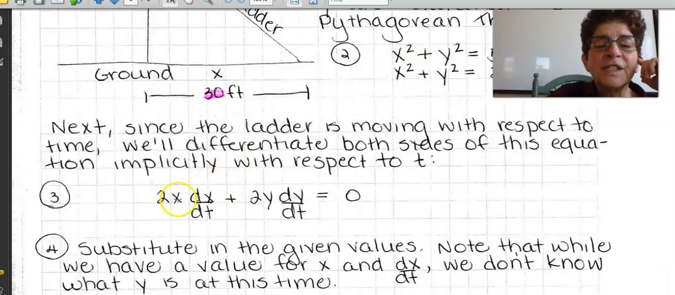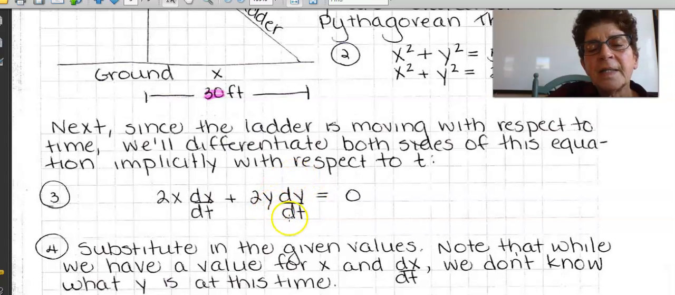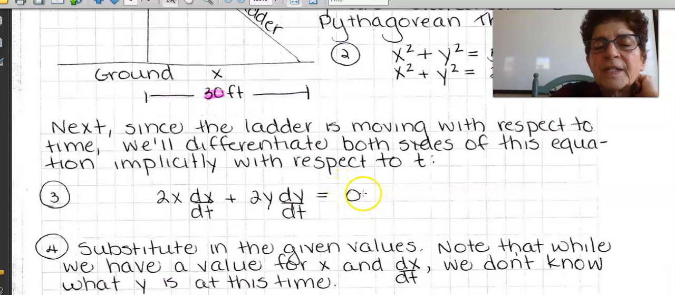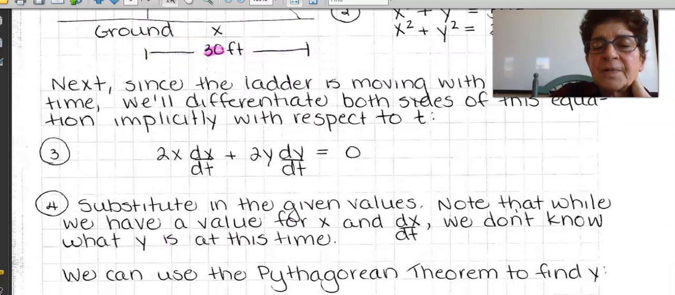So I'm going to differentiate x squared with respect to time. That gives me, using the chain rule, 2x for the outer function, dx/dt for the inner function. Same thing with y squared: the outer function gives me 2y, and the inner function gives me dy/dt. Since the right-hand side of this equation is a constant all by itself, it's going to differentiate to give me a 0. Now what I'm going to do is substitute the values I was given.